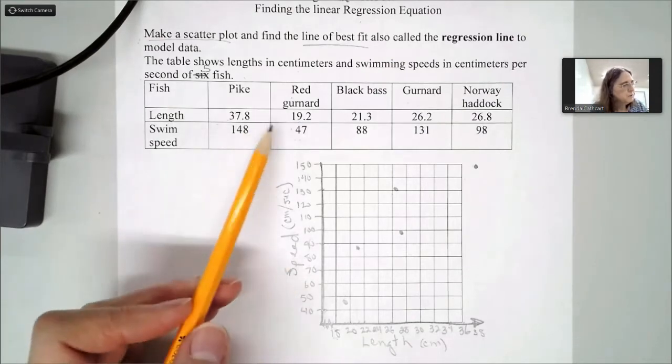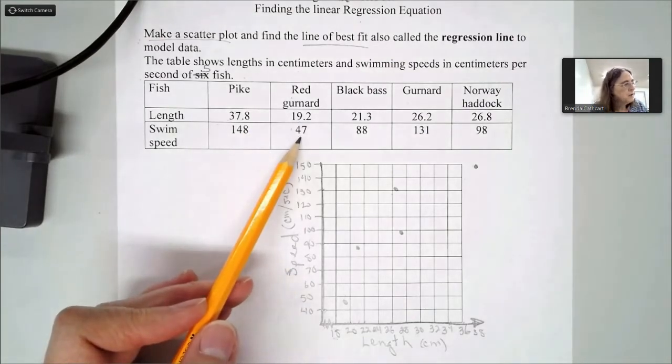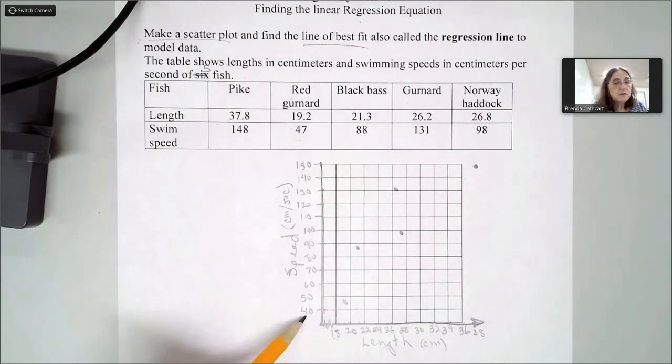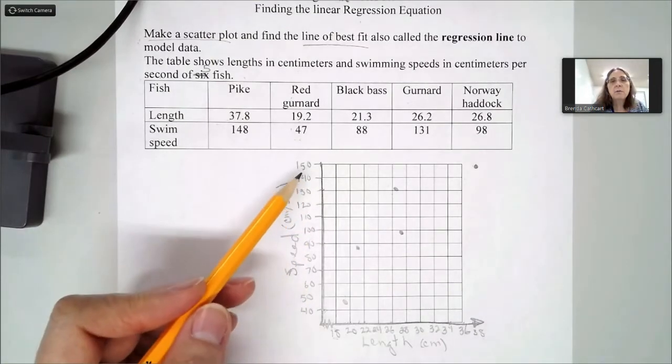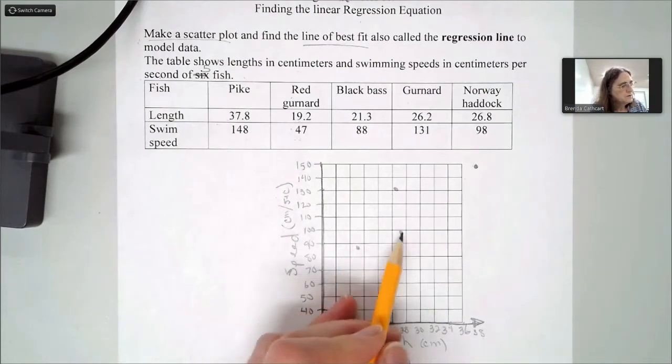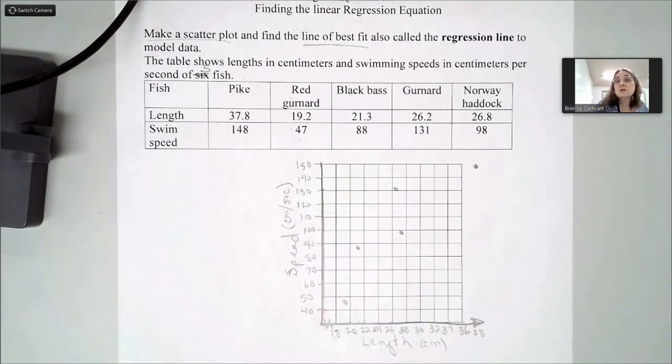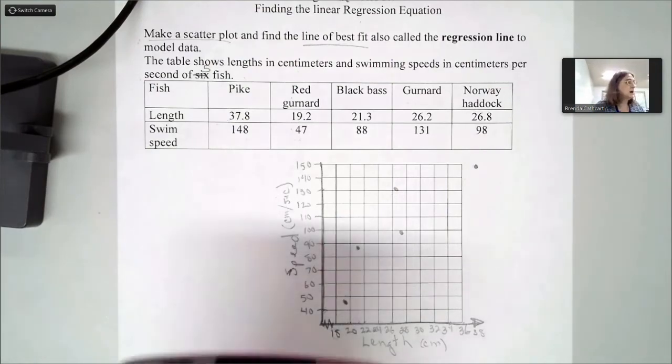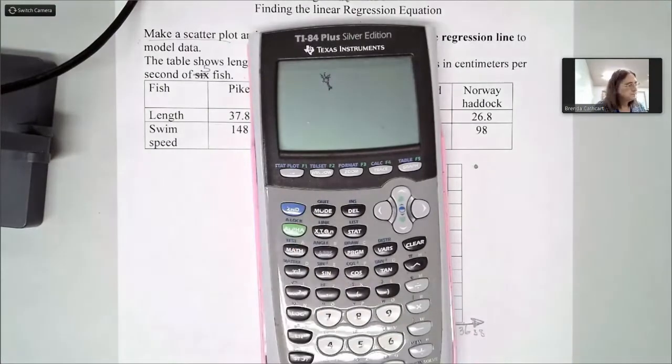For our swimming speed, we see that we're roughly between 40 and 150. So starting at 40 and going by a scale of 10, going up to 150. And the data on these 5 fish have been plotted, and we see that they do fall into mostly a straight line. To find the line of best fit, we're going to use our TI-84 calculator.